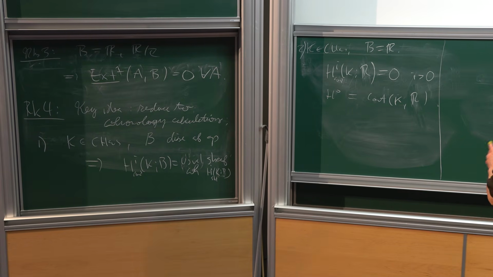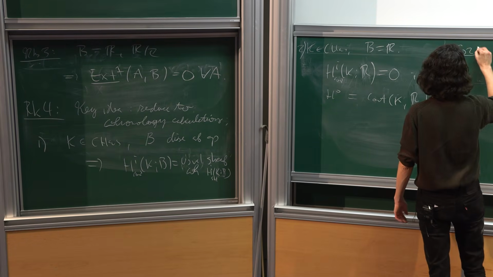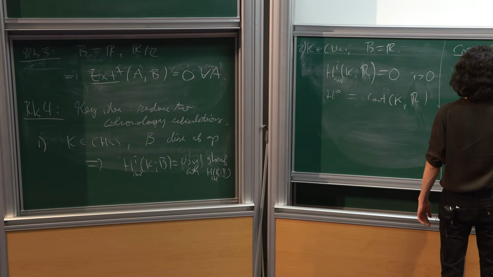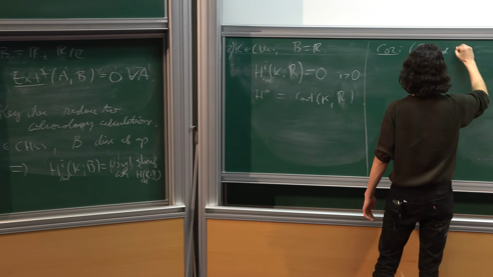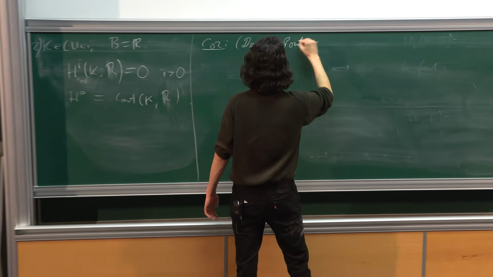Okay, so let me see how we're doing on time. Right. So, okay, let me give some corollaries of these kinds of Ext calculations. You could say this is derived Pontryagin duality, something we'll use quite a bit.